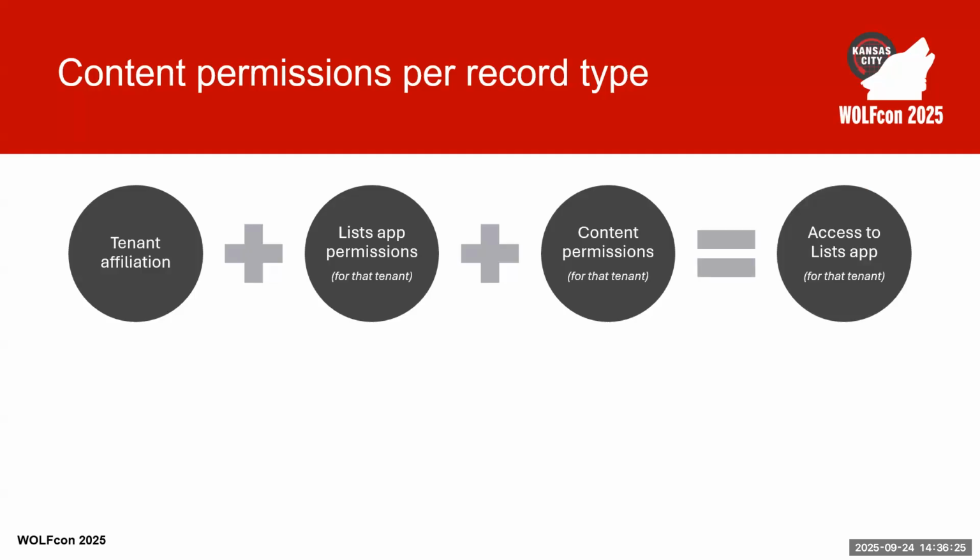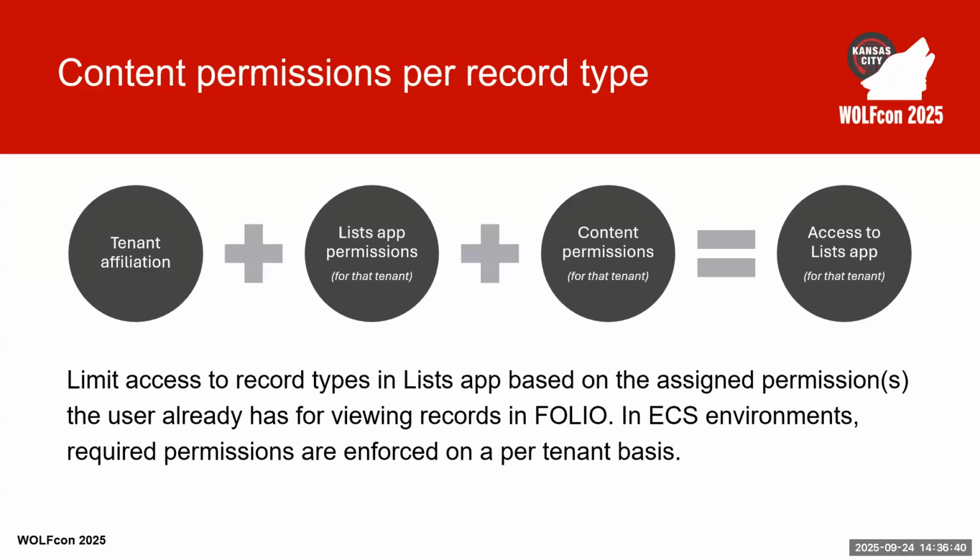And so in ECS, it really just adds that you have to have both the Lists app permissions as well as the content permissions in every tenant, or otherwise you won't be able to access data from that. And then again, it's the same in a non-ECS environment.